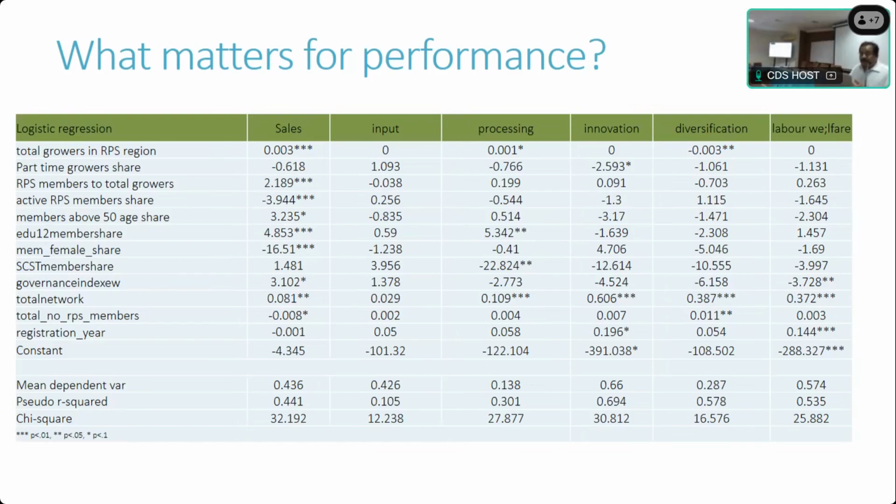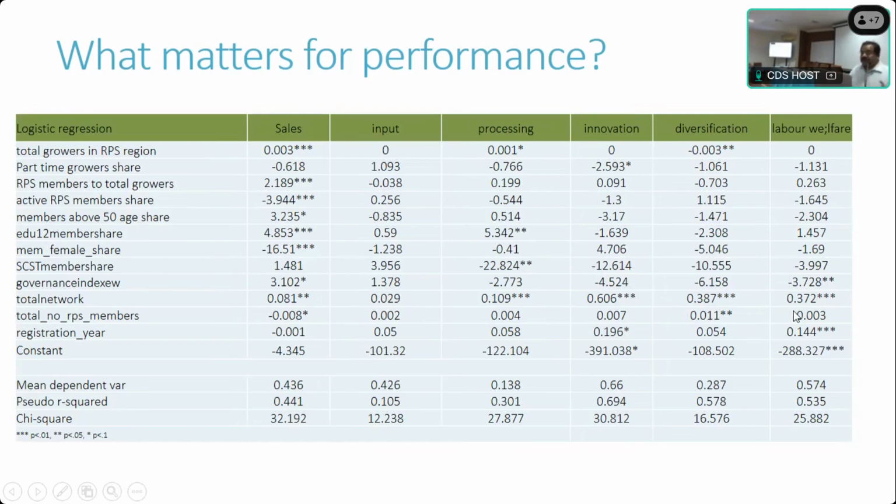The network effect seems to be quite strong. The kind of network I talked about earlier, the diversity of networks that you have, seems to have a very, very strong effect across. If you look at sales, processing, innovation, diversification, labor welfare, the more networks you have, the better the RPS performs in any of these dimensions. Right? Age of the RPS seems to matter in terms of innovation and labor welfare. That's it, I think.